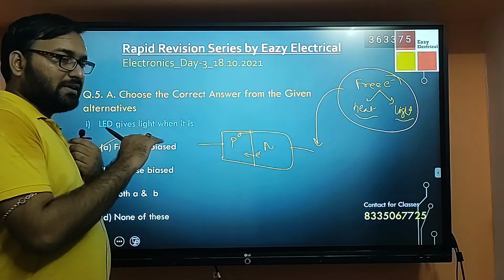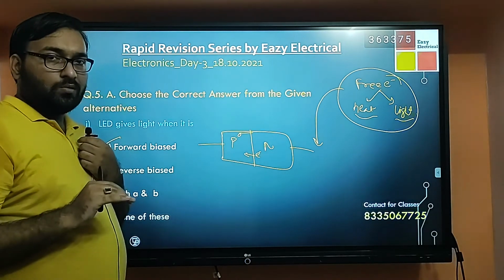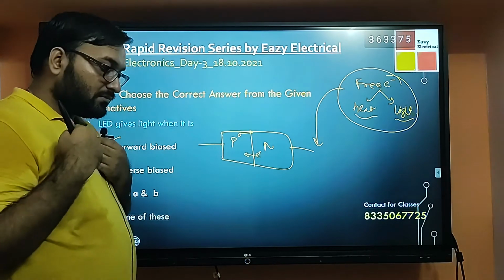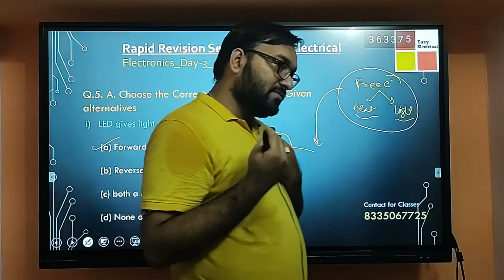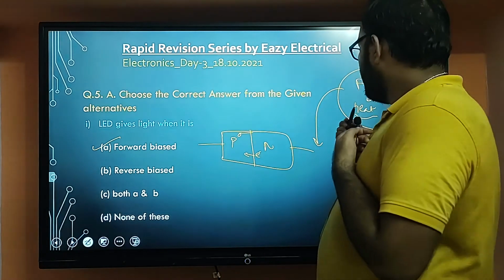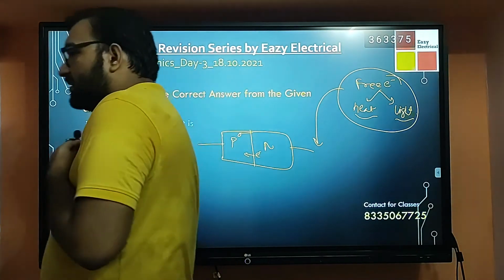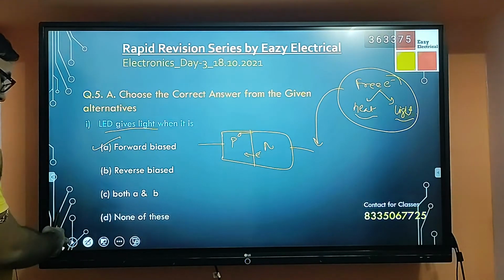Whatever the holes are there, they are at a lower energy level. When electrons recombine with the holes, a greater amount of energy is released, and that energy is released in the form of light and heat. That light is basically whatever light we see in the case of an LED, right? Now coming to the next question.